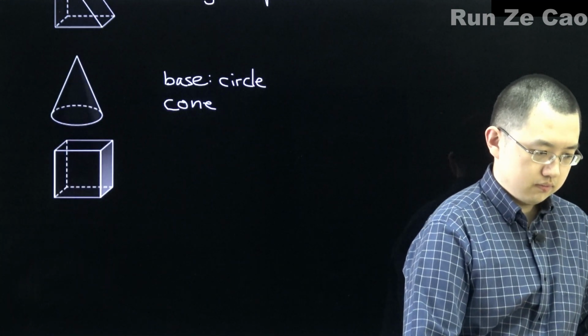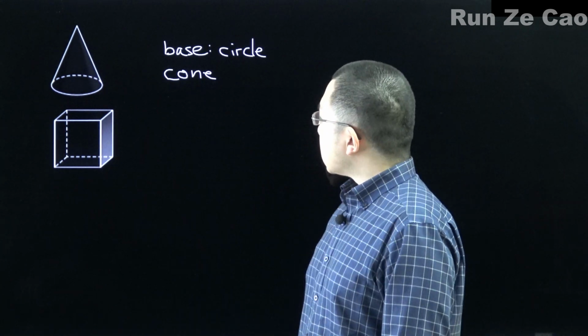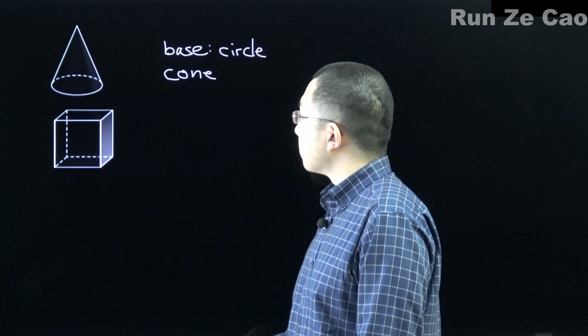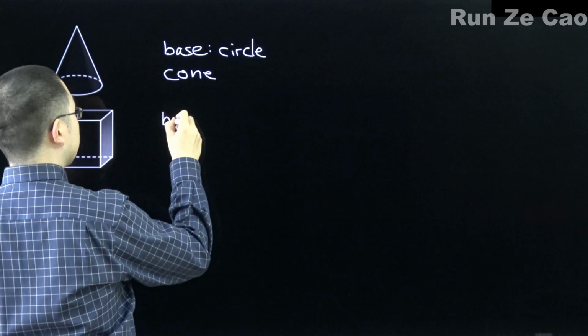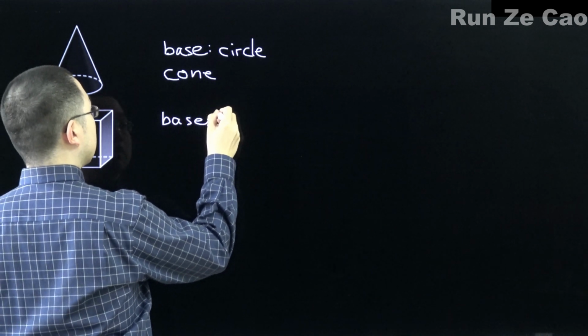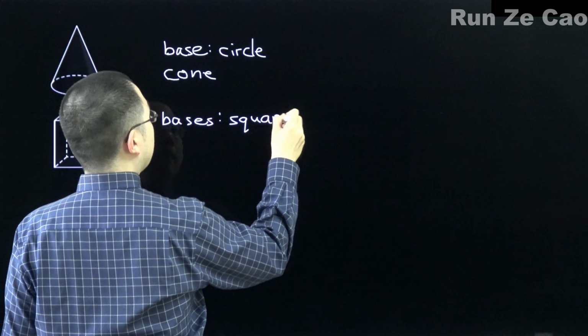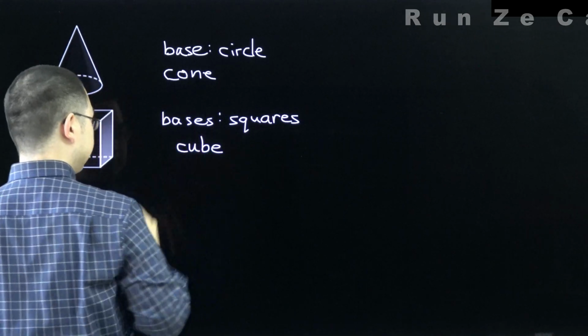Now, this last shape here, well, any pair of opposing faces could be the bases. The bases are squares. We call this shape a cube.